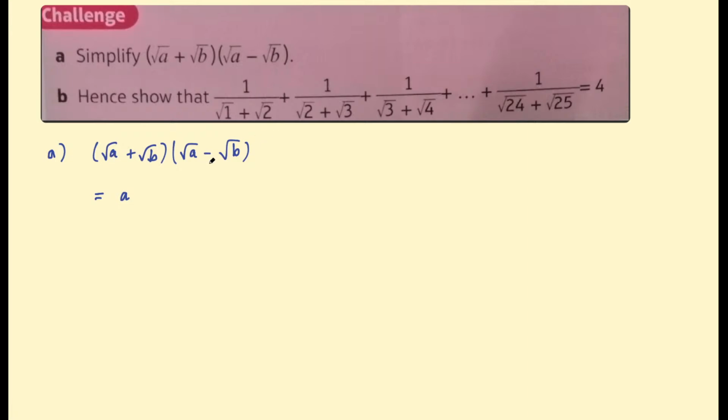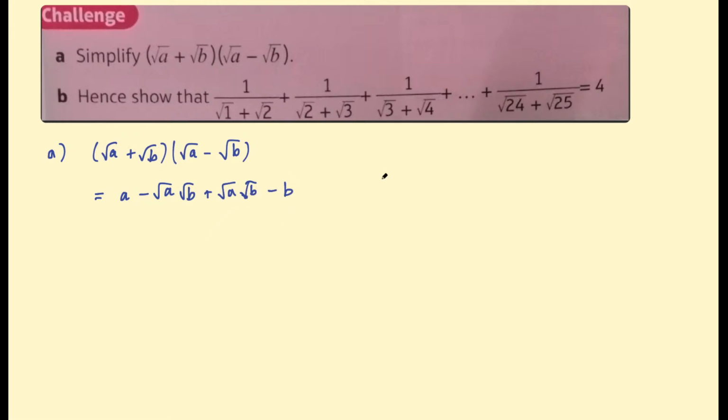The square root of A times negative the square root of B is negative square root A square root B. Positive square root B multiplied by square root A is positive square root A square root B. And then the last terms, the square root of B times the square root of B, negative square root of B, is negative B. Okay.